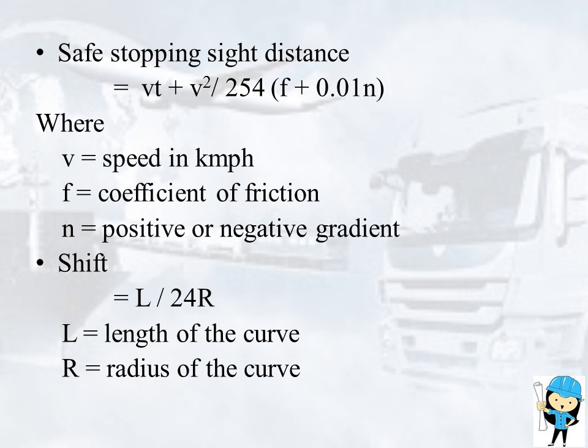distance formula. Next formula is the shift formula, which is very important and often used. So shift is equal to L divided by 24R, where L is equal to the length of the curve and R is equal to the radius of the curve.